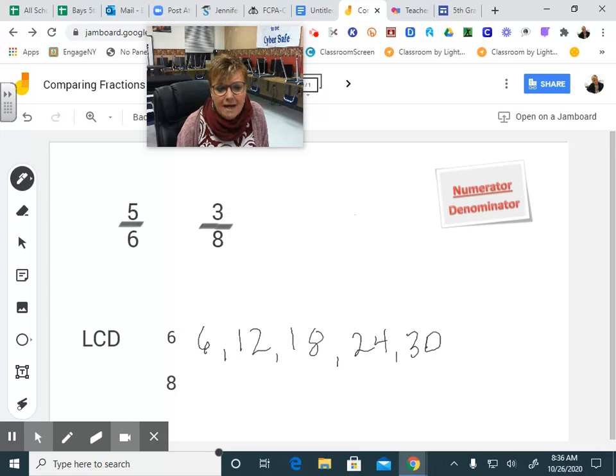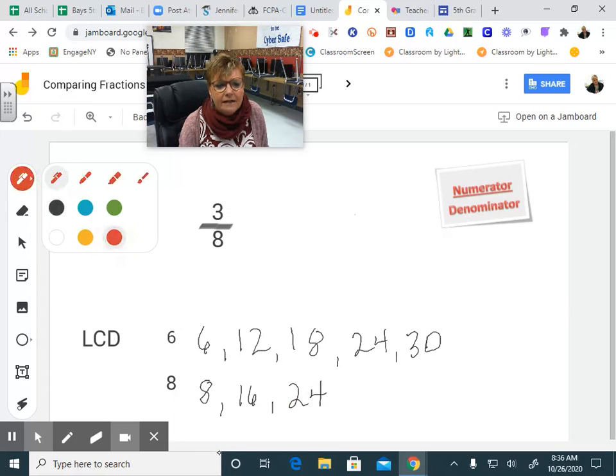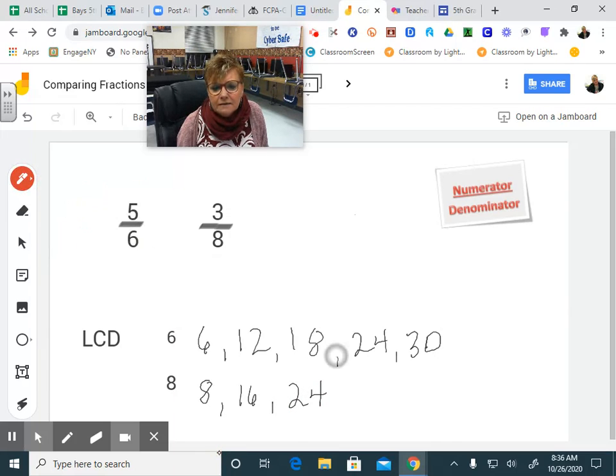Now I do the same thing with my 8's because that's my other denominator. 8 times 1 is 8. 8 times 2 is 16. 8 times 3 is 24. Oh, I can stop because look what I found. Now I have two multiples that are in common. 6 times 4 is 24. 8 times 3 is 24. So I have a common number, common multiple between them.